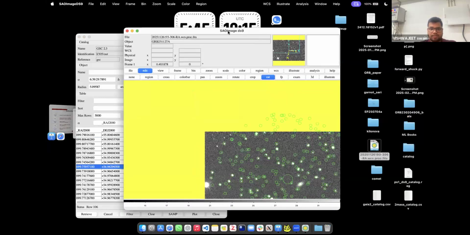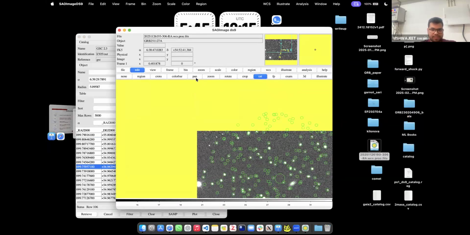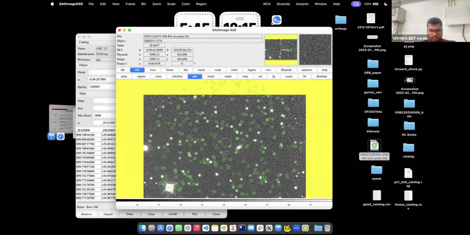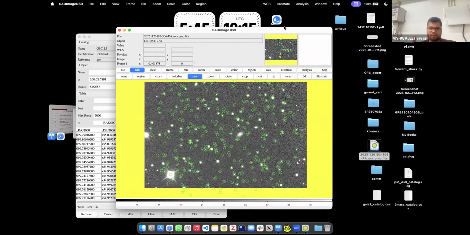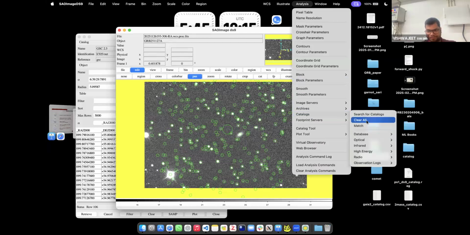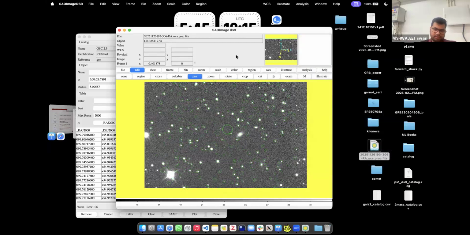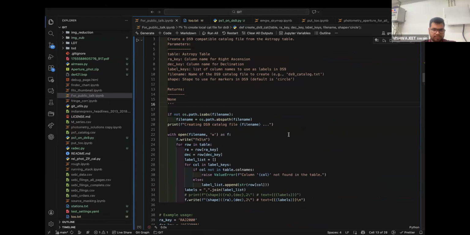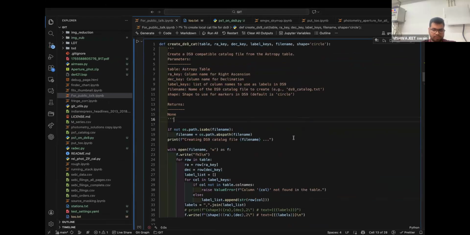So again, there are limitations in this DSNN. It doesn't have all kinds of catalogs. But let's say we want a deeper catalog, for example, Panstar. So we can actually download that and then load it. So that's why this is a code.